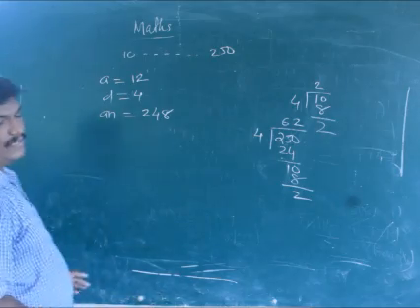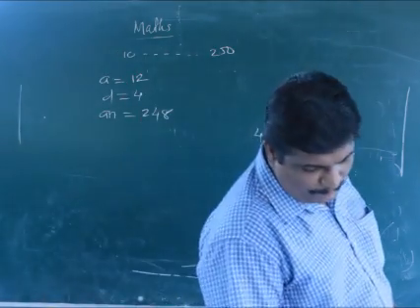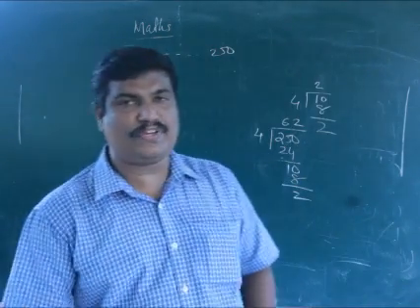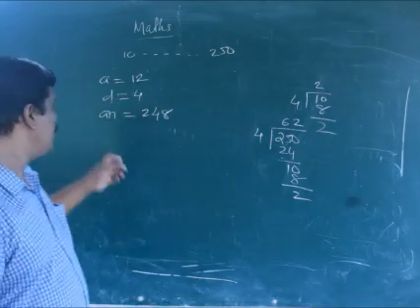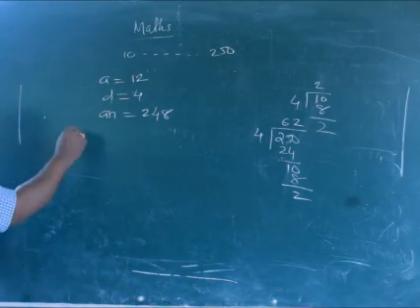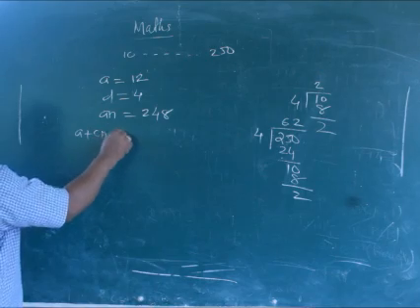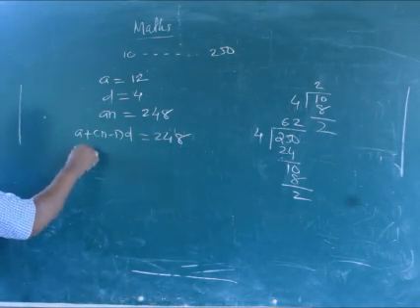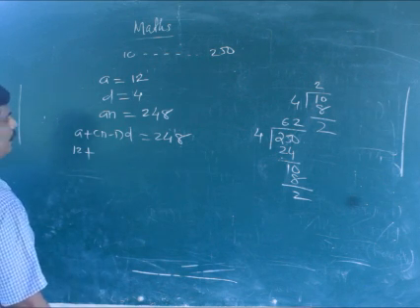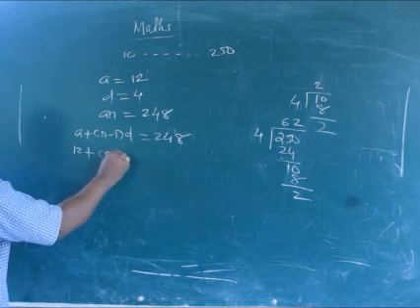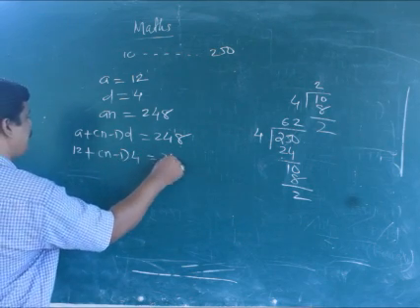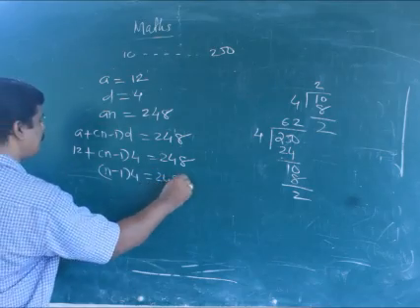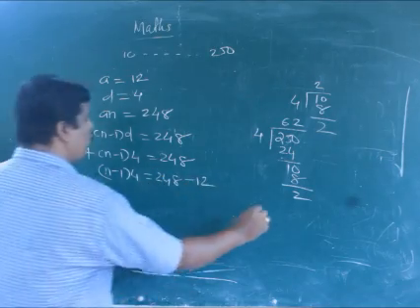Here, find out how many multiples of 4, like the number of terms. How many multiples of 4 lie between 10 and 250? Number of terms means find out n here. So an is equal to 248. an equals a plus n minus 1 into d, equal to 248. What is a? 12 plus n minus 1 into 4 is equal to 248. That is n minus 1 into 4 is equal to 248 minus 12. What is 248 minus 12?